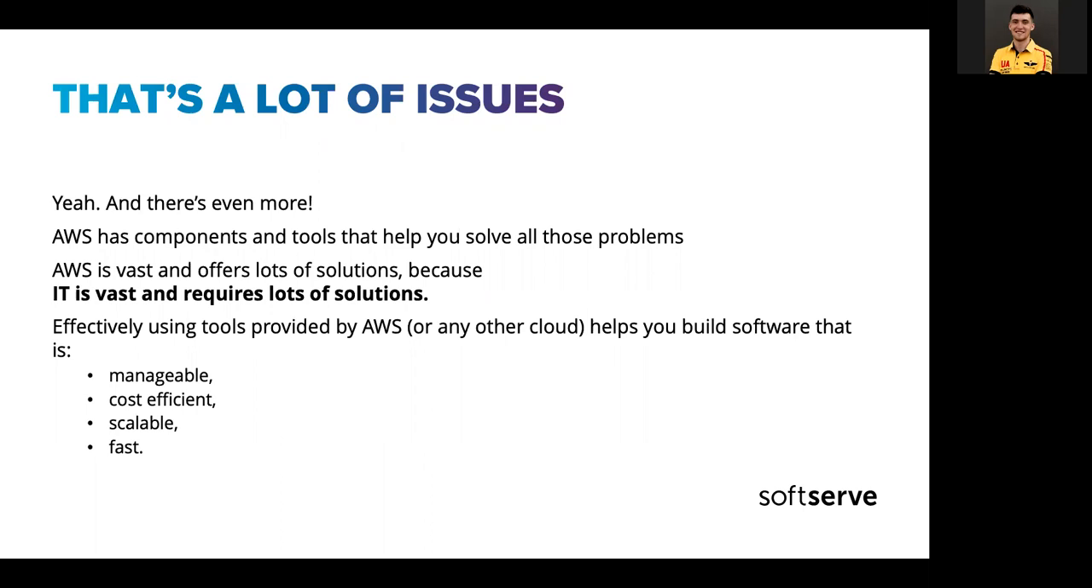But AWS has components and tools that help you solve all of them, basically. So AWS is vast and offers a lot of solutions because IT is vast and requires a lot of solutions. And effectively using the tools provided by AWS, or basically any other cloud provider, will help you build software that is manageable, cost-efficient, scalable, and fast.